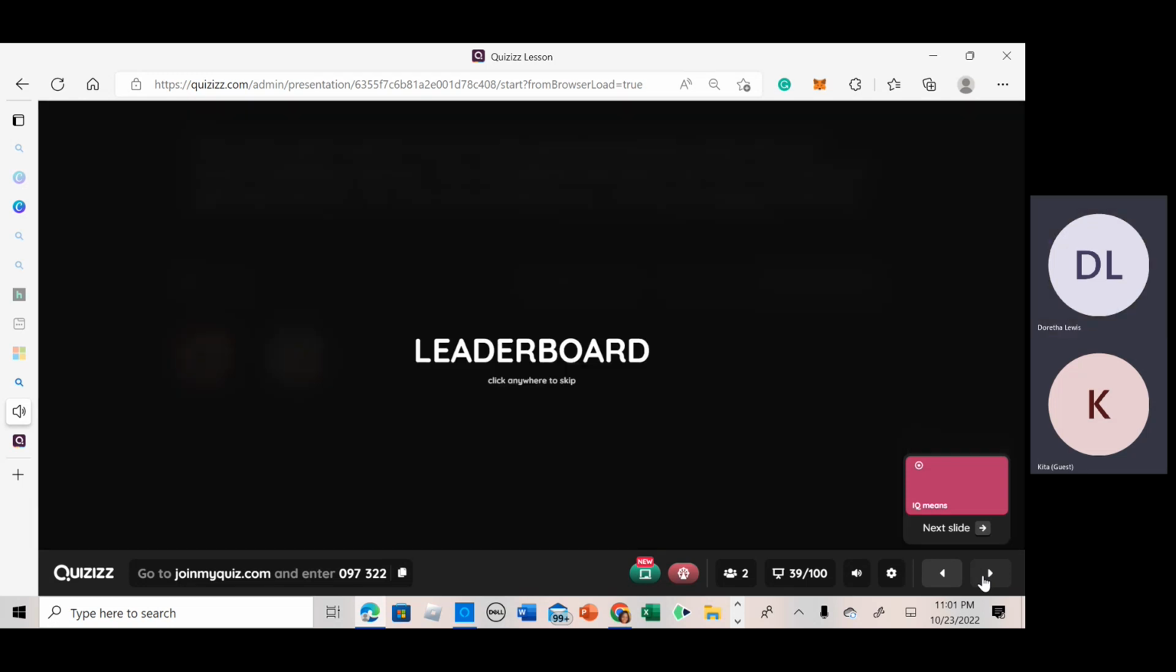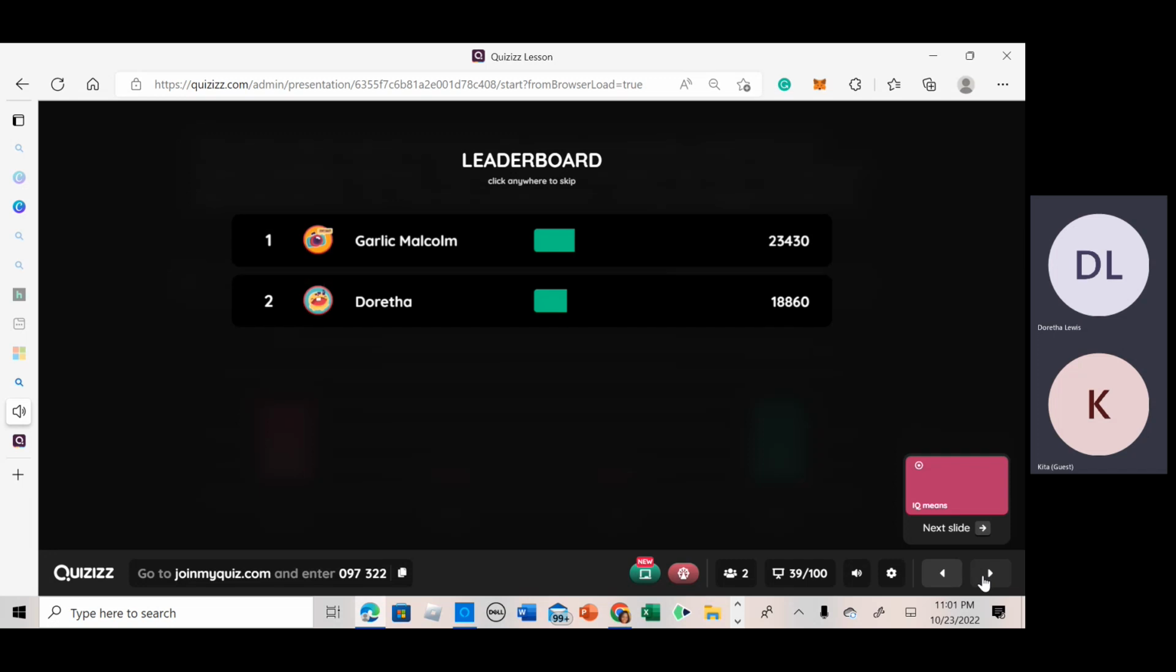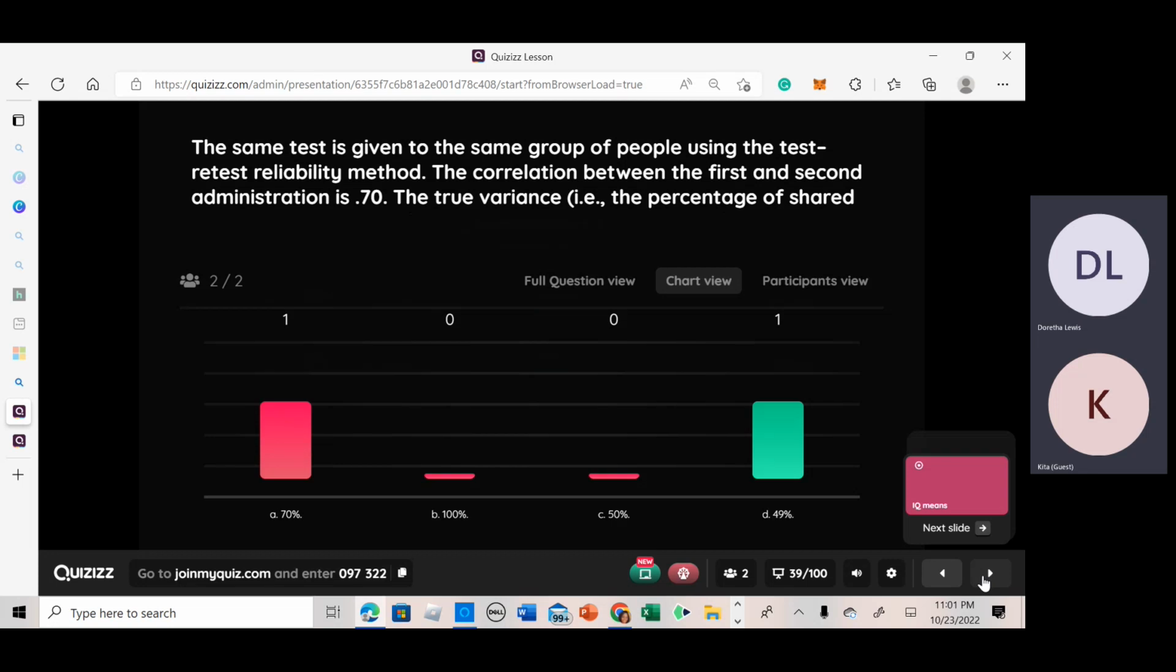The same test is given to the same group of people using the test-retest reliability method. The correlation between the first and second administration is 0.70. The true variance is D, 49%. Here's the key to simplifying a question such as this.